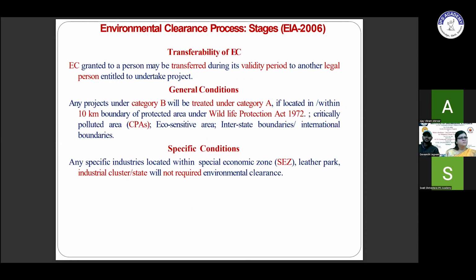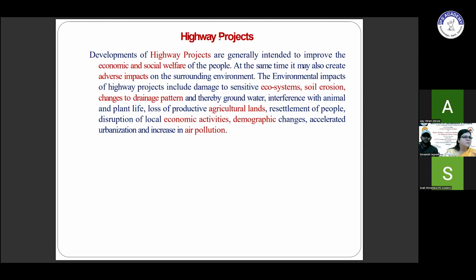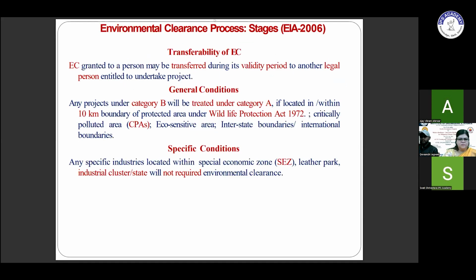The next is that the EC granted to a person may be transferred during the validity period to another legal person entitled to undertake the project. Power of attorney is required. A protected area under the Wildlife Protection Act 1972, a critically polluted area (CPA), an eco-sensitive area, or interstate or international boundaries come under the A category.